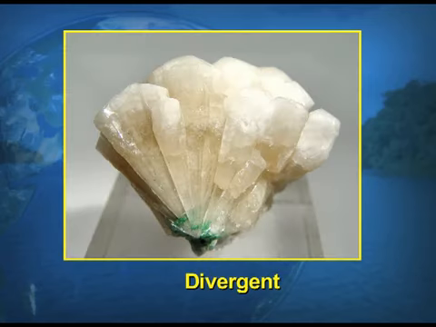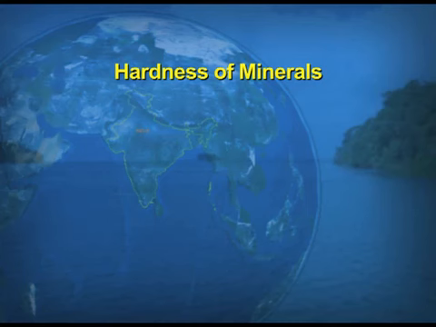And if you talk about the divergent, divergent means from the sides, if it comes to the center, that is known as the divergent. Now, the next physical property of the mineral is how hard the mineral is. So, that means the hardness of the mineral is the next property. So, what is the hardness?